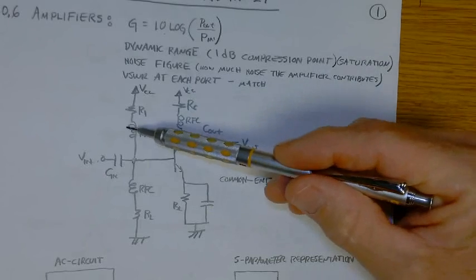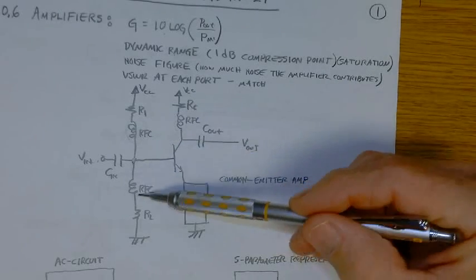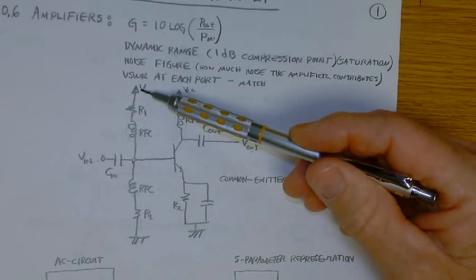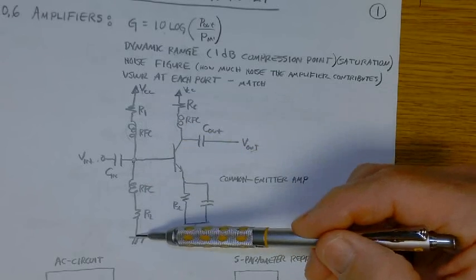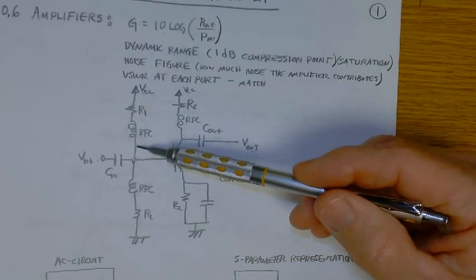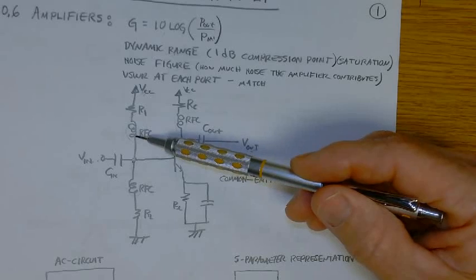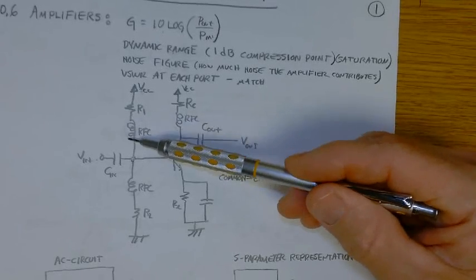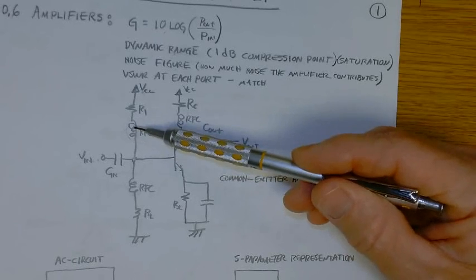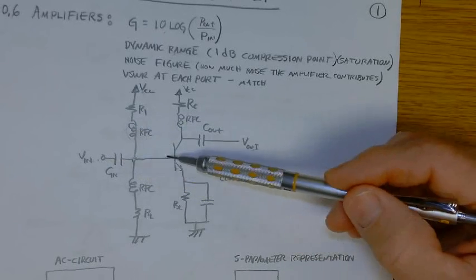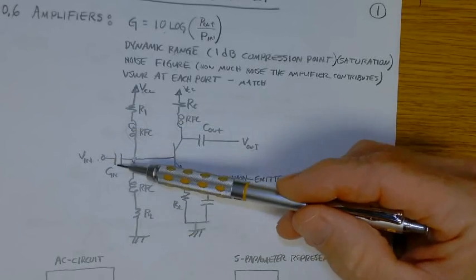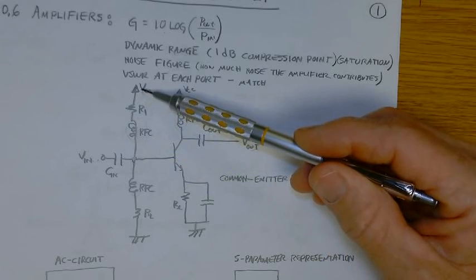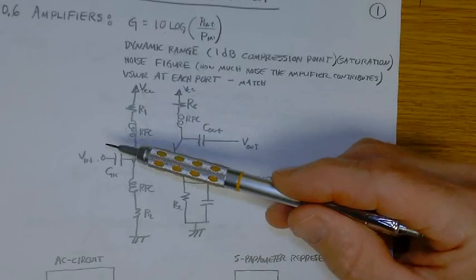So note these RF chokes in here as well. They have the ability to isolate the transistor from the power supply input, because this is an inductor, so its impedance is j omega L. At high frequencies, this becomes a block, and so the RF is forced into the transistor. It can't go up here to the power supply, which is a low impedance to ground, and short out.